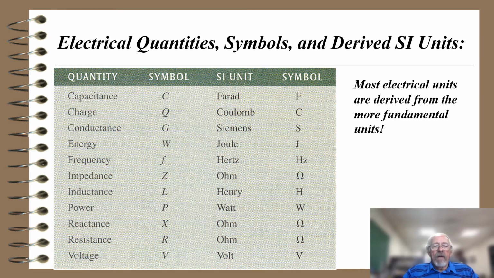For reactance, reactance is the opposition that capacitance or inductance presents to AC current applied to it. The symbol is capital X. We tend to use capital X with a lowercase L for inductive reactance, capital X with a lowercase c for capacitive reactance. And the SI unit is ohms with omega again. Resistance is capital R, ohms, and omega. And voltage is capital V, volts for the SI unit, and capital V. So those are all the fundamental and, well, I should say derived SI units.